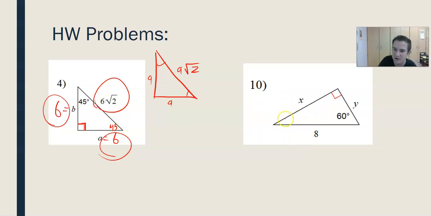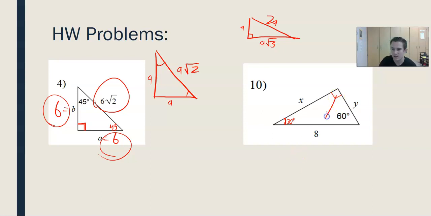Now, here I have a 30, 60, 90 triangle. So what do I know about a 30, 60, 90 triangle? Well, I know that the hypotenuse is going to be double the short leg, like this, and that this long leg is going to be the short leg multiplied by the square root of 3.